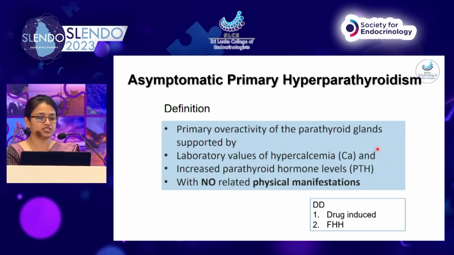What is asymptomatic primary hyperparathyroidism? By definition, it is primary overactivity of the parathyroid glands supported by increased calcium levels as well as increased PTH hormone, detected biochemically with no related physical manifestations. So that's how it differs from symptomatic primary hyperparathyroidism. But mind you, we need to make sure that differential diagnoses are excluded, such as drug-induced disease as well as FHH, where both can have mild elevation of PTH and calcium, but the patients are asymptomatic.